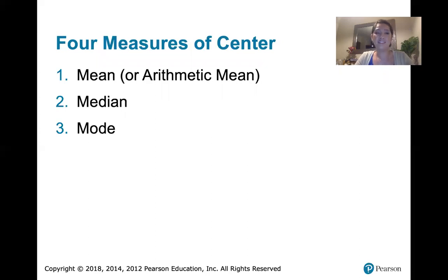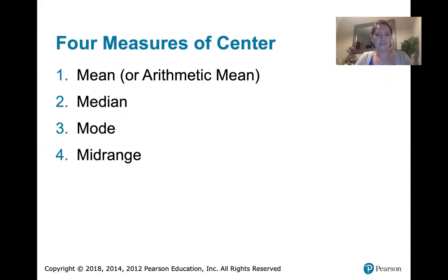The mode is the value in your list that occurs the most often. And if all of the values are unique, there's no mode. If one value occurs more often than the others, you have one mode. If a number of values all occur with that same highest frequency, all of them are modes. And then the midrange is the mean of the maximum and the minimum of your data set.